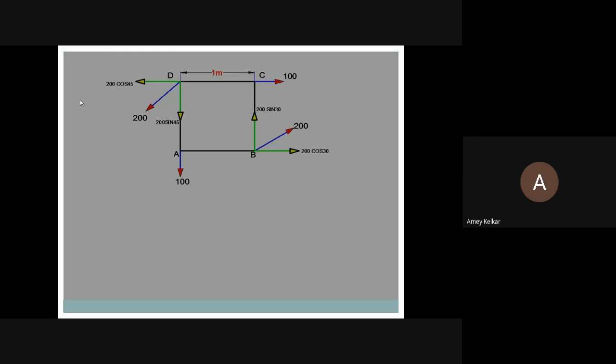See, the directions are there. Start from the point you want and get me summation Fx and summation Fy, same as you had worked out. All the components are already mentioned. So summation Fx will be plus 200 cos 30 plus 100 minus 200 cos 45, and summation Fy will be minus 100 plus 200 sin 30 minus 200 sin 45. Please work it out and tell me the answers.